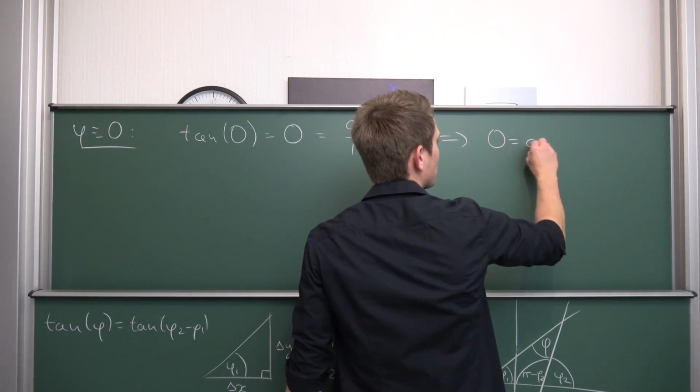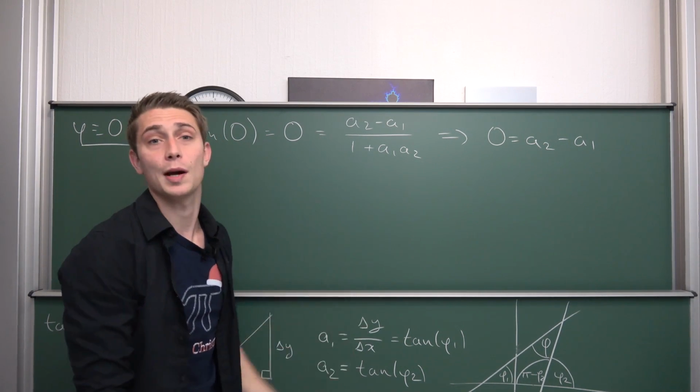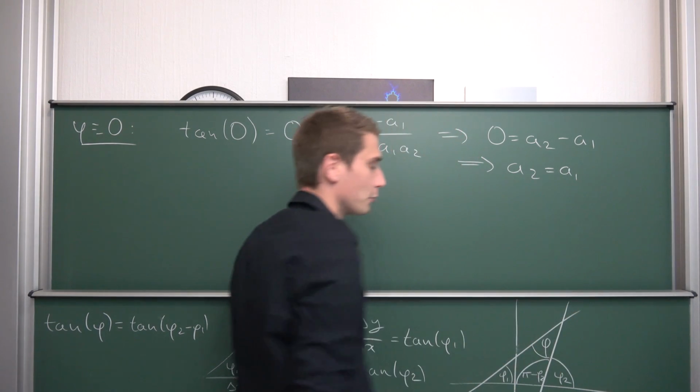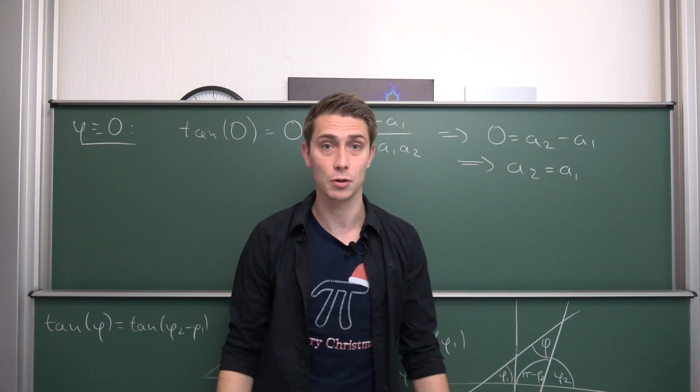Meaning 0 is hence nothing but a2 minus a1. And now we can basically solve for a2, for example. Let us add a1 on both sides, yielding that the slope of the first function must be equal to the slope of the second function, which is what we have found out before for when two lines are parallel.